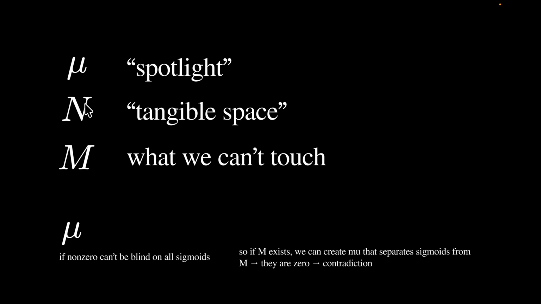And due to the fact that it involves sigmoids, the only mu that can make the sigmoids zero is zero. But we've stated that it is not zero. So that's it. That's what we're looking for. If a non-zero mu can be blind to all of the sigmoids, so if M exists, we can create a mu that separates sigmoid from mu. They are zero, a contradiction, because mu is not zero. So that's everything for today. Thank you.